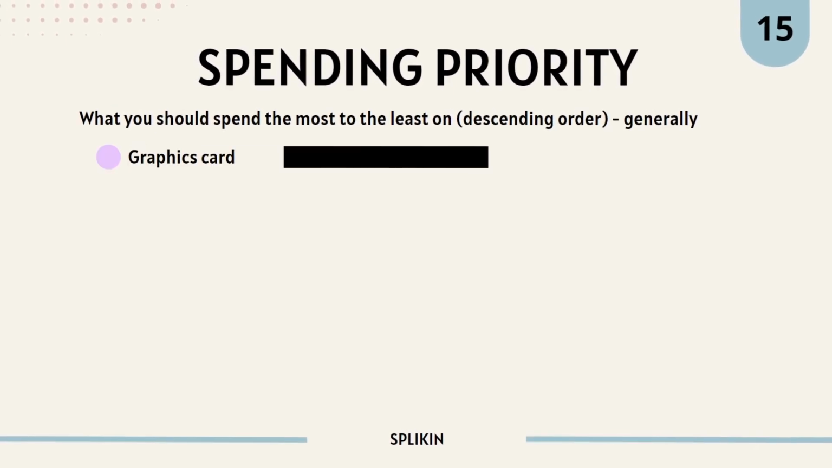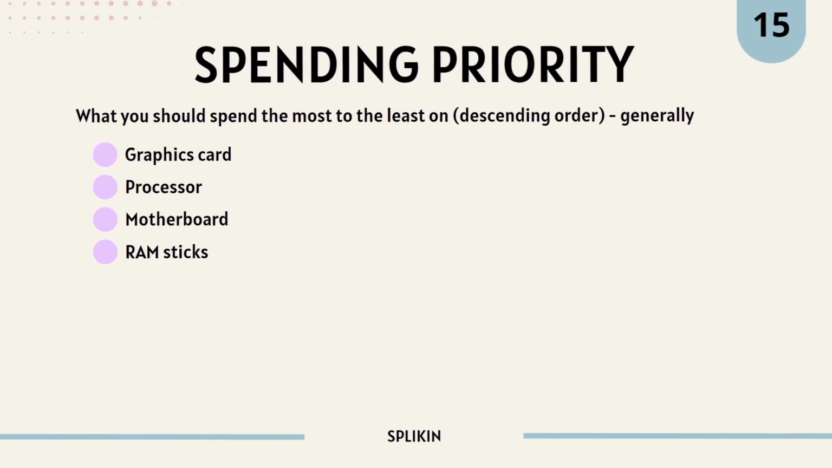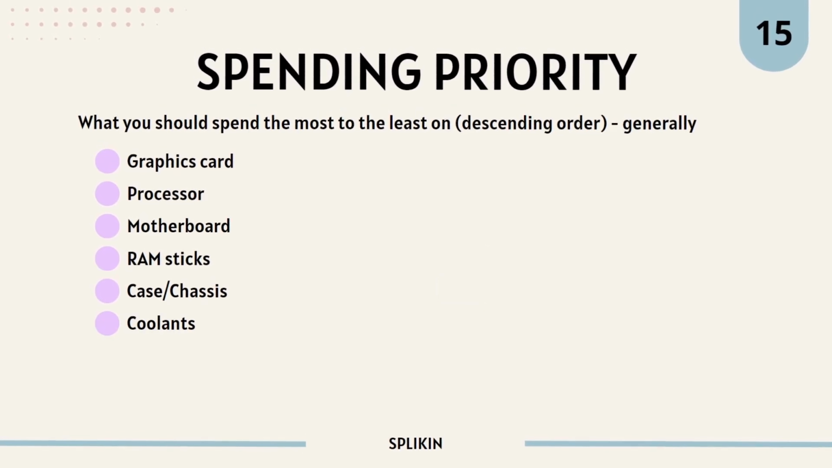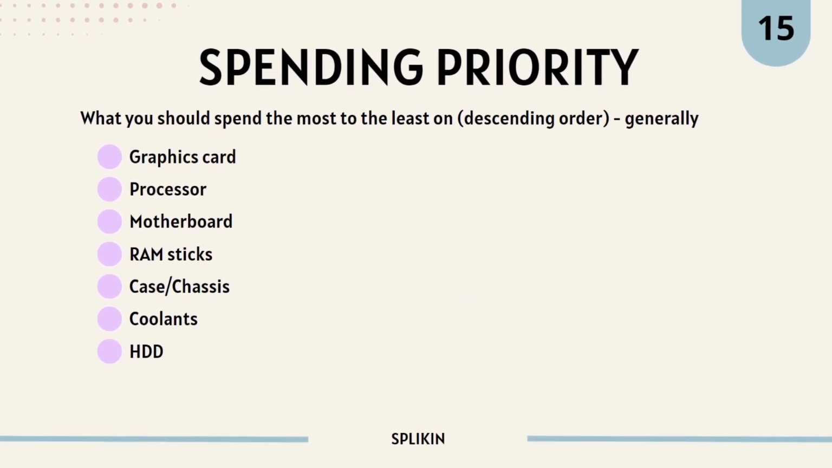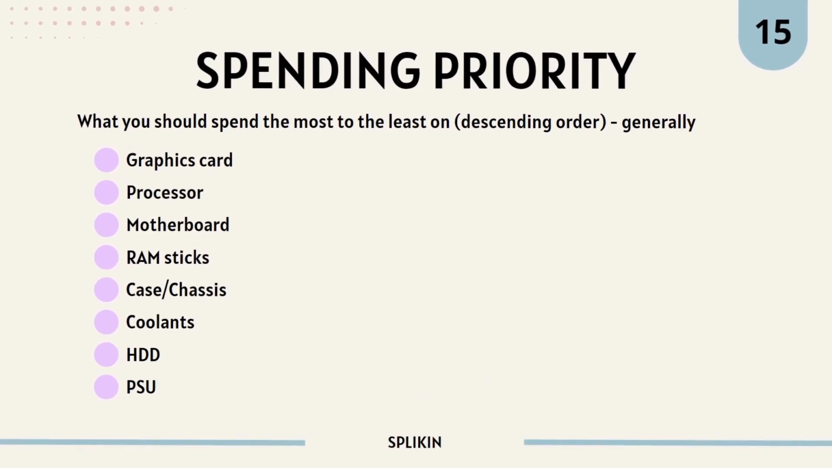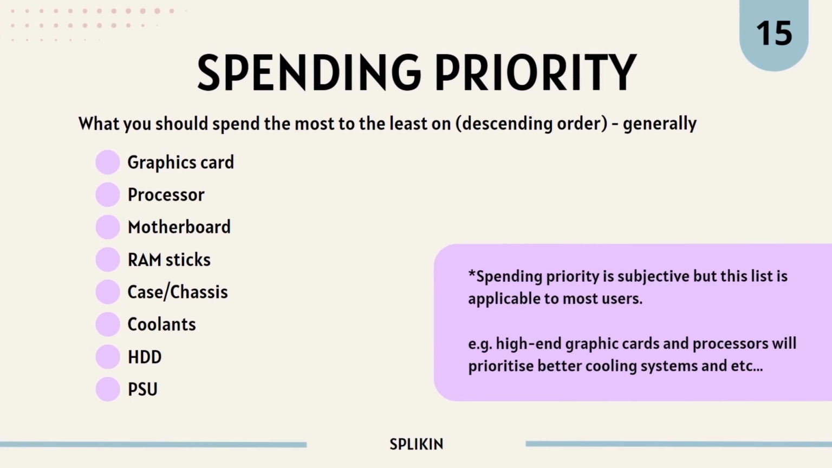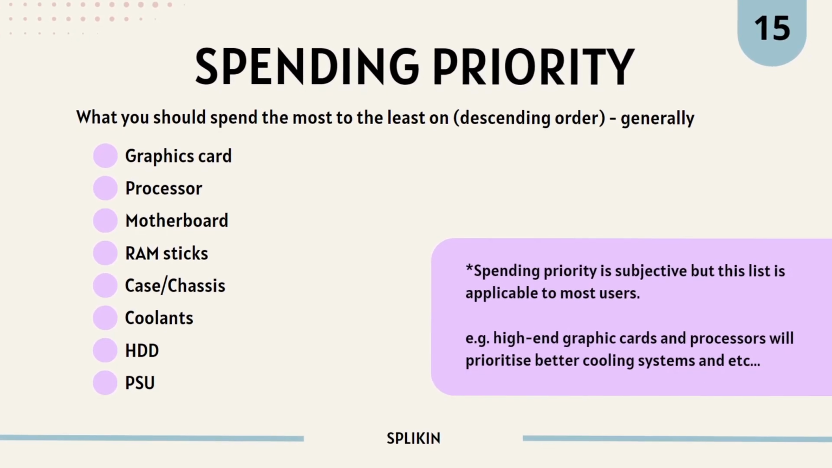First, we have the graphics card, then the processor, then motherboard, RAM sticks, the case, coolant, storage in hard drives, then the power supply unit. Obviously, it's subjective as said before. For example, high-end graphic cards will require better cooling systems.